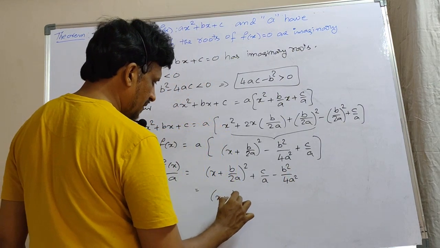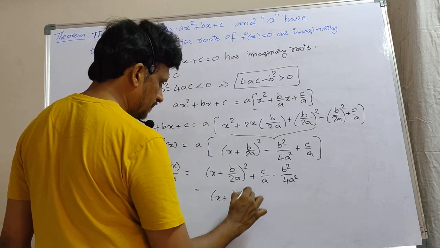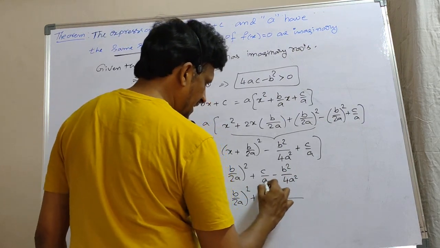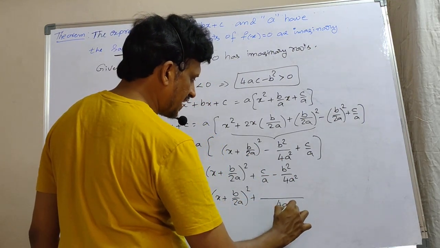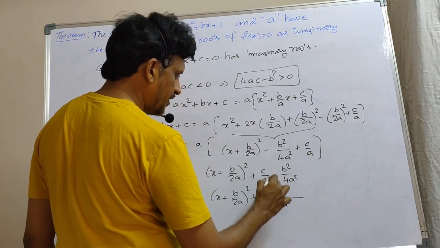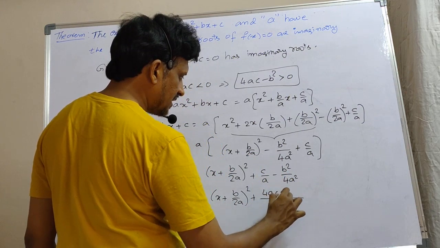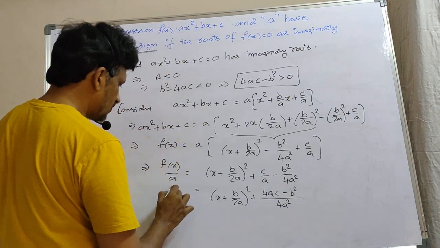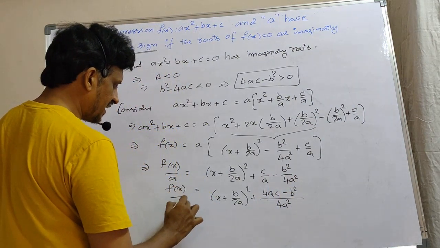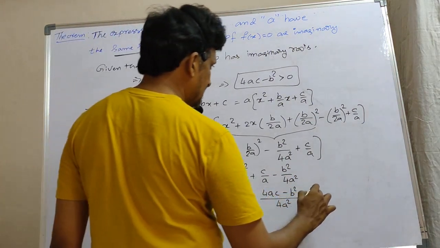This is (x + b/2a)² plus c/a, and a and 4a² are the denominators. So 4a² will be the LCM. 4ac minus b², because the same denominator is there. So the value of f(x)/a is equal to this one. This is equation 1.